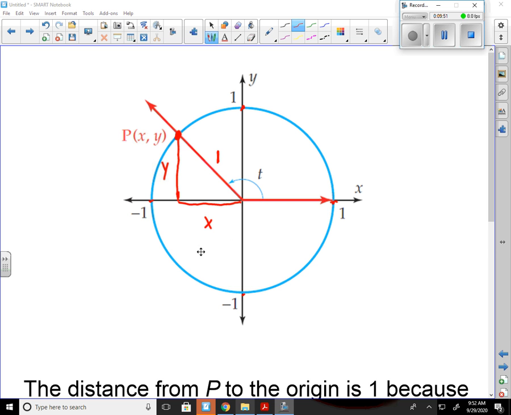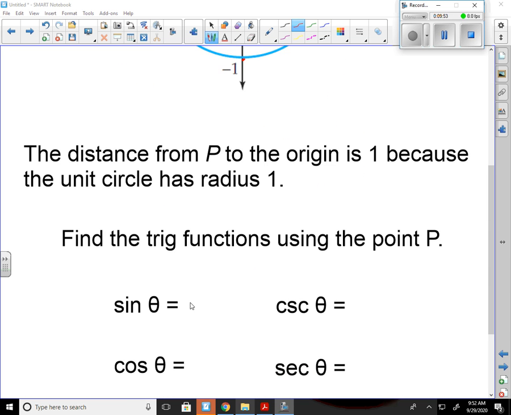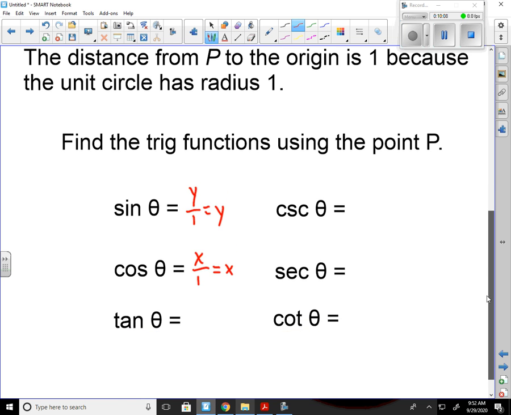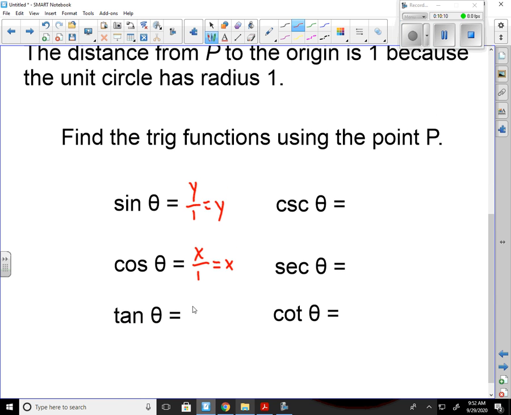Now I just go right back to my old ratios. Sine theta is equal to y over 1. That's just y. Cosine theta is x over r, which is 1, that gives me x. My tangent is y over x.